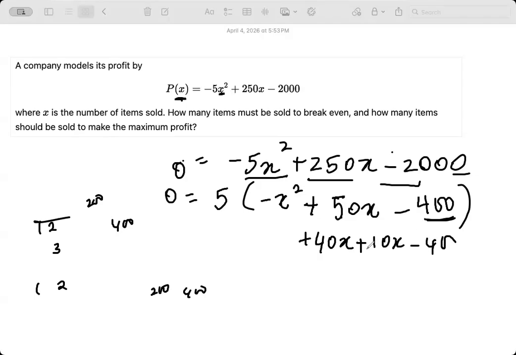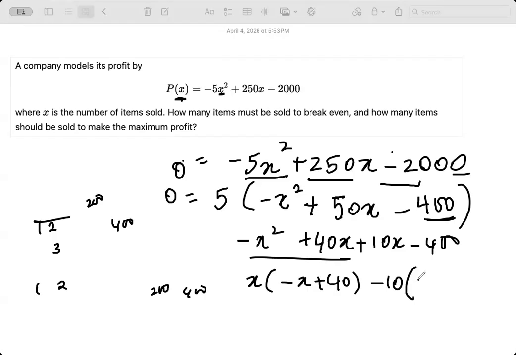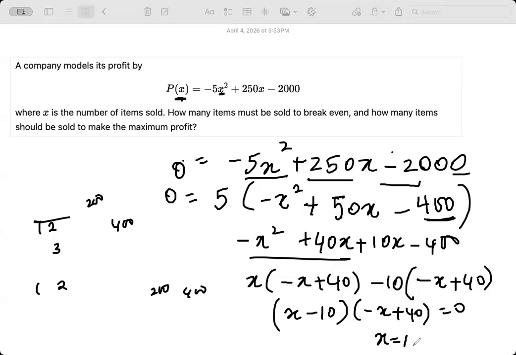Then you copy the rest, minus 400, minus x squared. Then what happens? Between this, take x as common: minus x plus 40. Again here, you can take minus 10 as common. So you have minus x plus 40. So you can write it down as x minus 10 and minus x plus 40 equal to 0. So x will be 10 or x will be 40. Hey, I got plus 10 and 40. X is the number of items sold, so x is equal to 10 and 40.